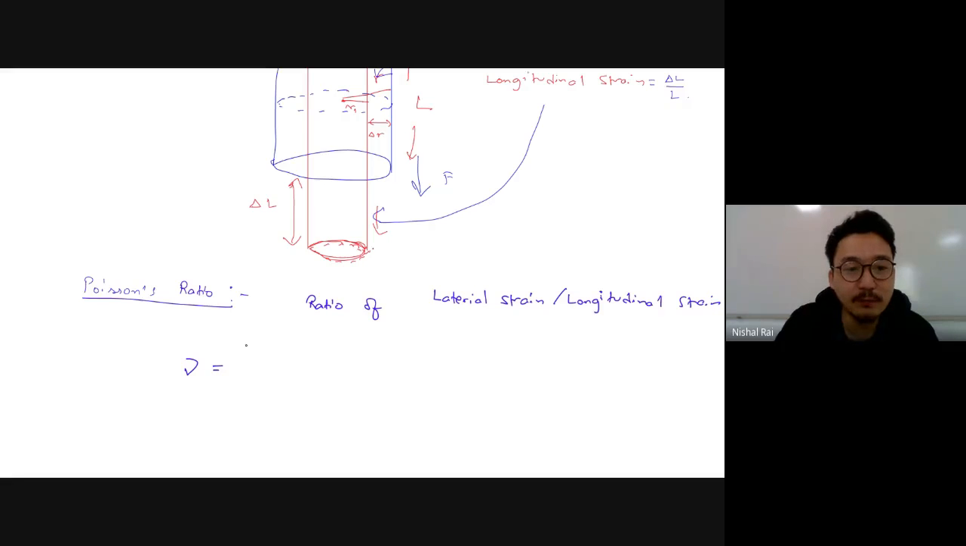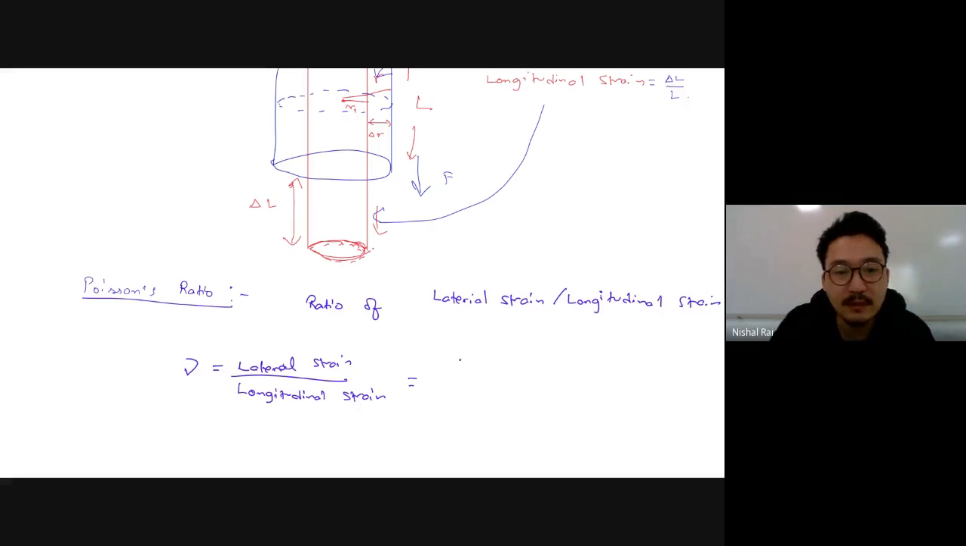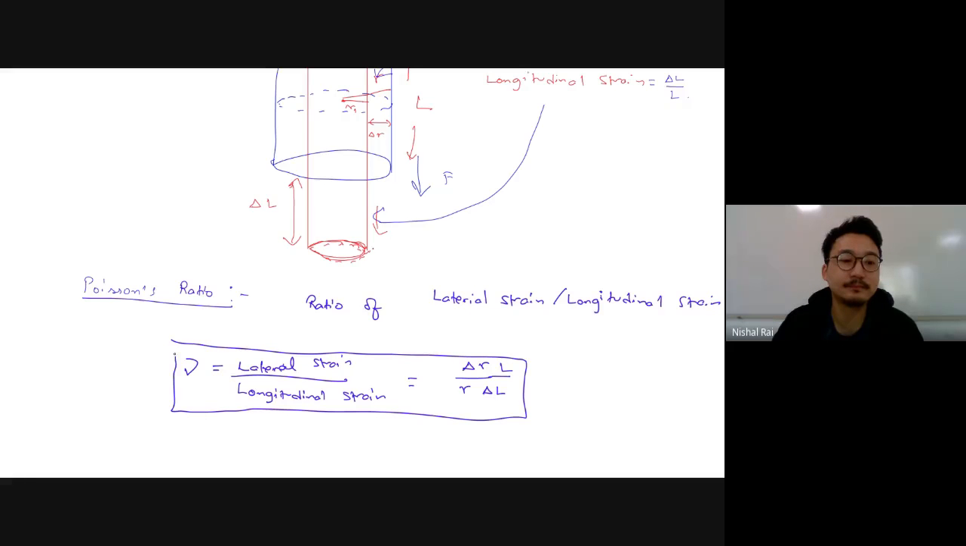It is given by nu, which is your lateral strain by longitudinal strain. So lateral strain is basically what? Delta R by R, and longitudinal strain is what? Delta L by L. Now basically this is your Poisson's ratio. Do you have any problem or do you have any questions till now? Now you can ask.